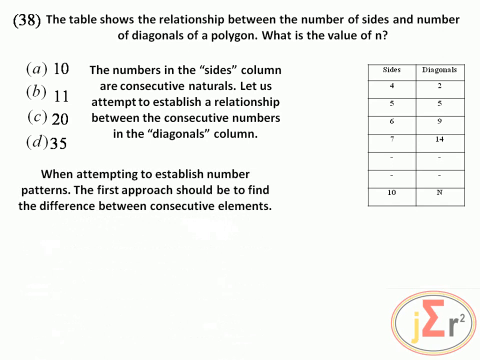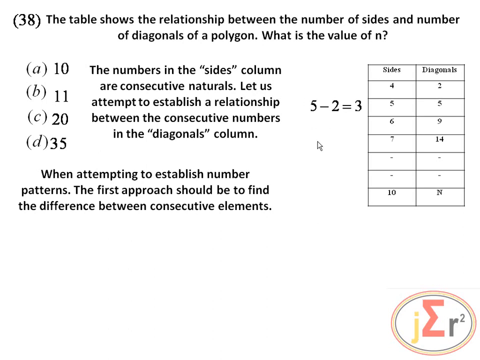When attempting to establish number patterns, the first approach should be to find the difference between consecutive elements. Try to find the difference. Some other patterns are very obvious, like 1, 4, 9, 16, 25, 36. You can see that we have square numbers there. This pattern might not be so obvious to most students. Therefore, we find the difference between consecutive elements.